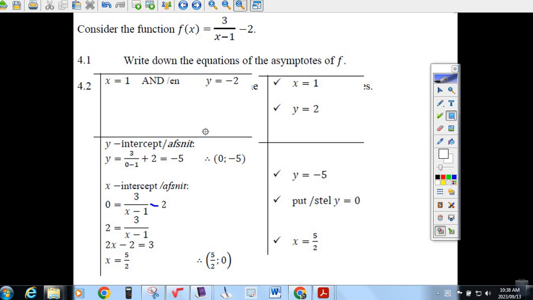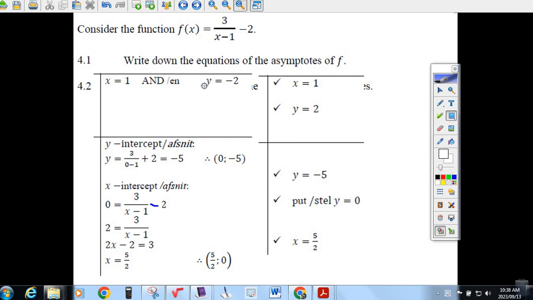Okay, let's try this hyperbola question. There's our function f of x equals 3 over x minus 1, minus 2. Well, it's got the branches in the first and third quadrant, two branches like that. And the axis of symmetry, that's later. Let's do the asymptotes, the first question.